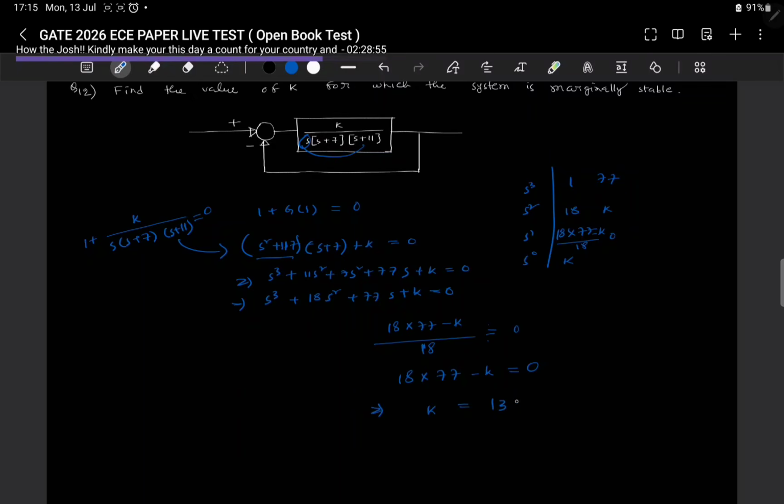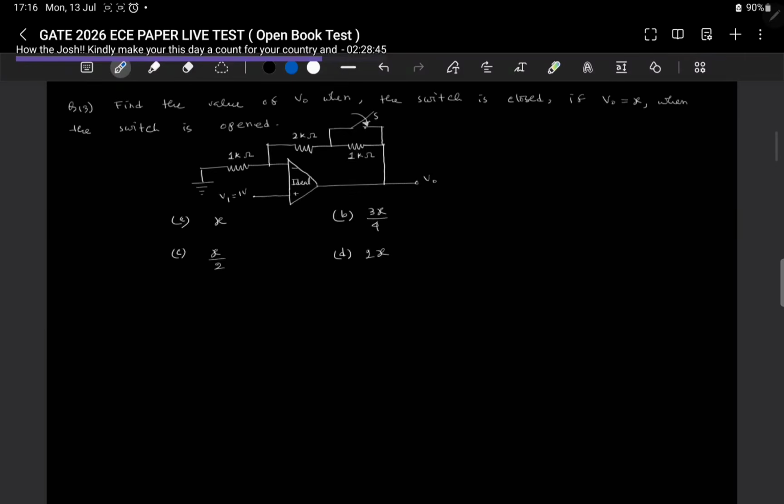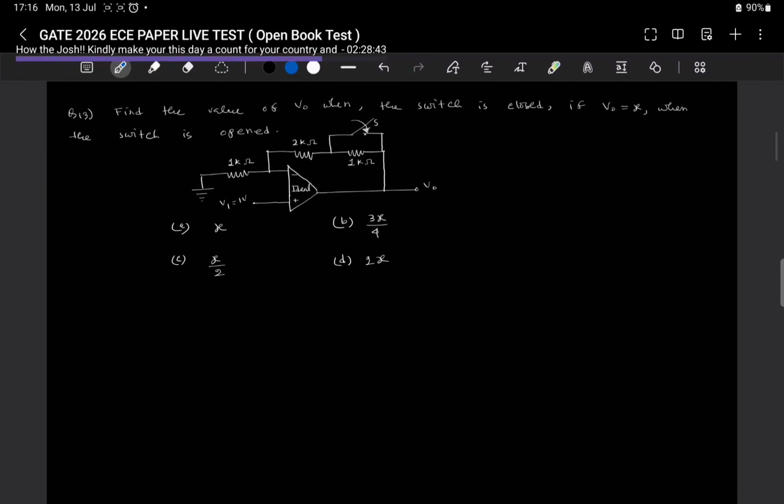So k will be 1386. Okay, can calculate. This is the answer. Next question number 3.